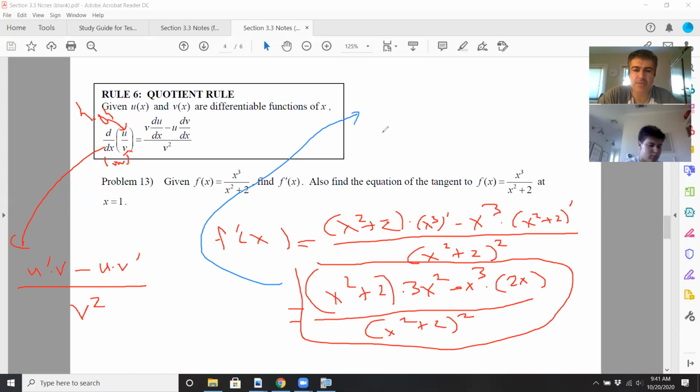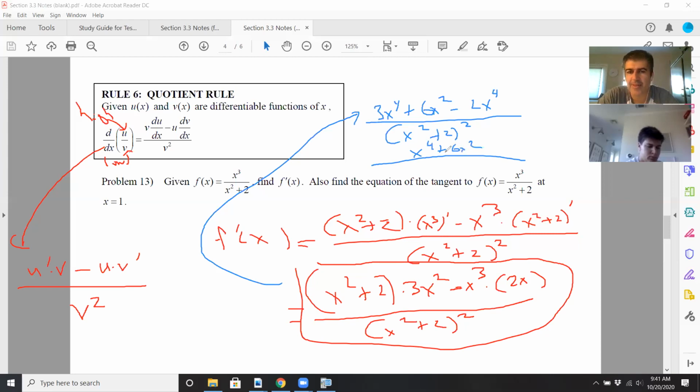That's going to be 3x^4 plus 6x squared. I think I'm doing this right. Minus 2x^4. And by all means, do not FOIL that bottom. That's not necessary at all. It doesn't benefit you at all. It's actually a waste of time. But up top, we got x^4 plus 6x squared. So it does look a little nicer, I guess.